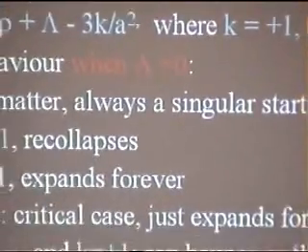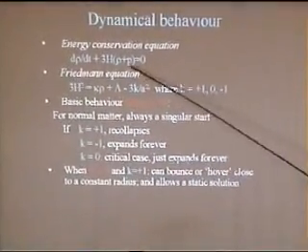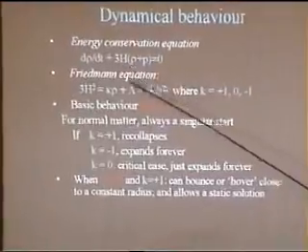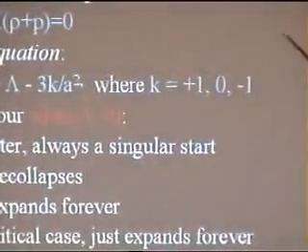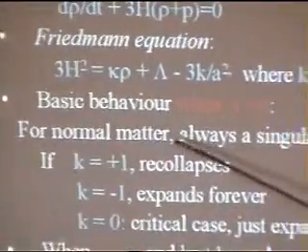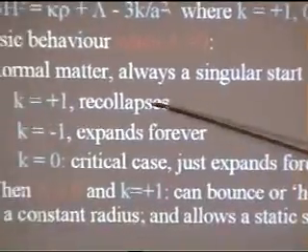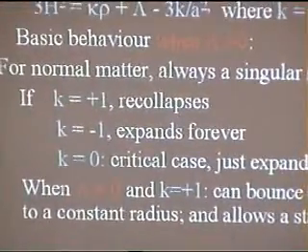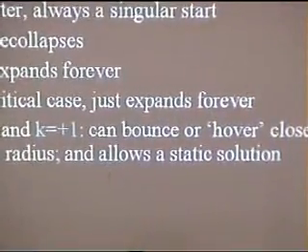Now, these come out of the basic equations for cosmology, and the basic equations are the energy conservation equation, the Friedmann equation, which is the dynamical equation, and from these you get these basic behaviors. For normal matter, there's always a singular start. If k is +1, it recollapses. If k is -1, it expands forever. And k is 0, the critical case, it just expands forever.